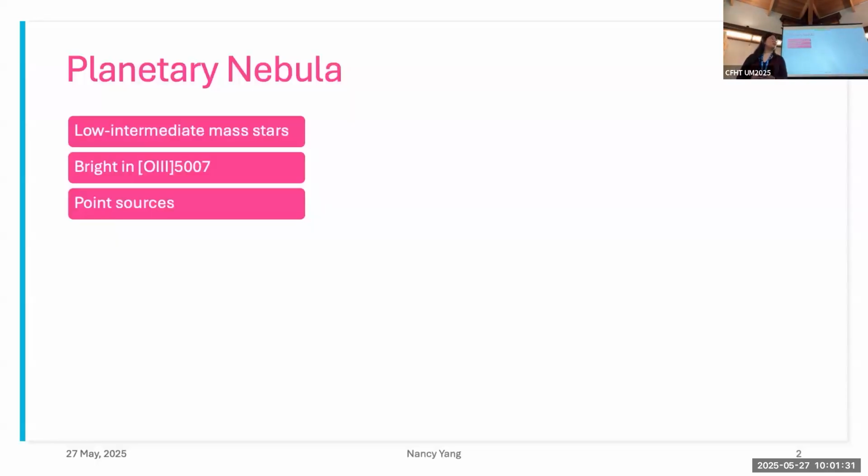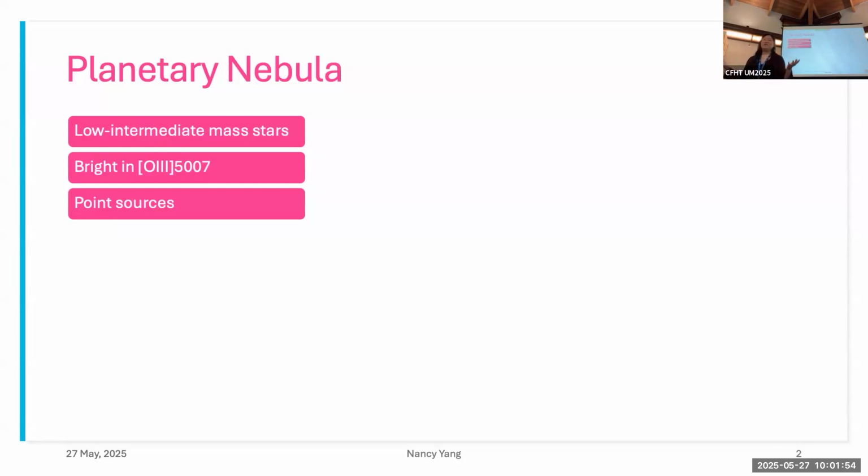Planetary nebulae are formed out of asymptotic giant branch stars. When they shed their outer layers, the inner core gets revealed, and this core is so hot it ionizes the area around it and results in very bright emission lines, mainly the O3 5007 emission line. And the image you saw on the very first slide was a planetary nebula in our own Milky Way.